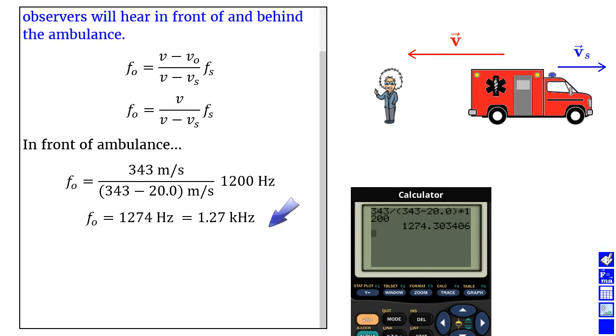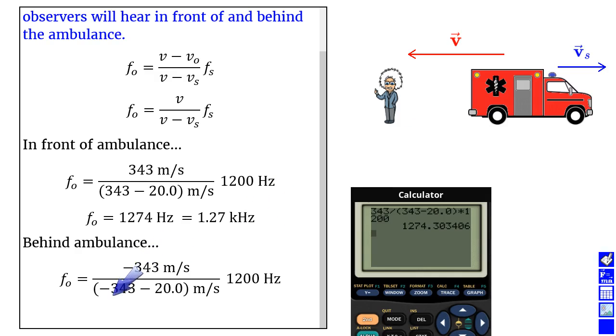The only exception is that the 343, we're going to make that negative because it's now in the opposite direction. So we'll type this expression in on our calculator just like before: negative 343 divided by negative 343 minus 20.0, times 1200. And we can see now the observed frequency is going to be 1134 hertz. So as expected, when the observer is behind the ambulance and the ambulance is moving away, the observer hears a lower frequency than the actual frequency of the ambulance.